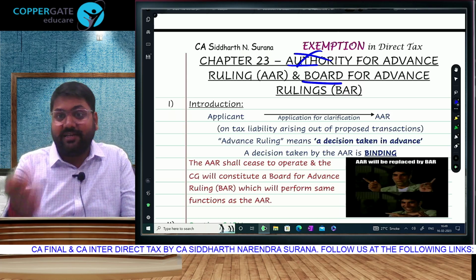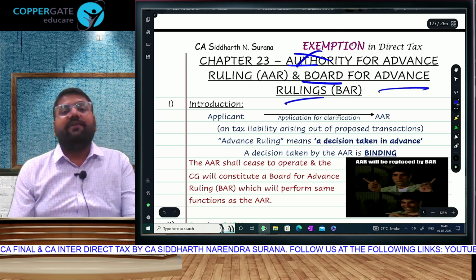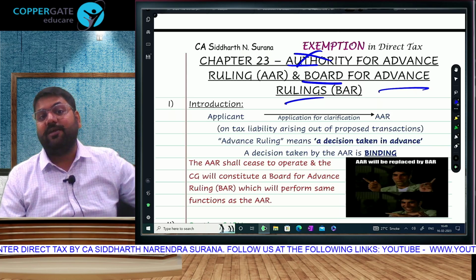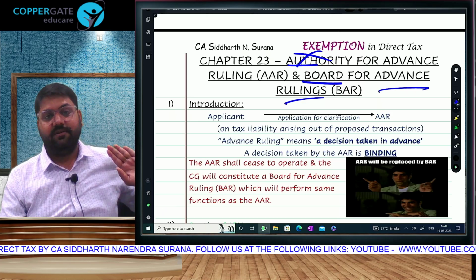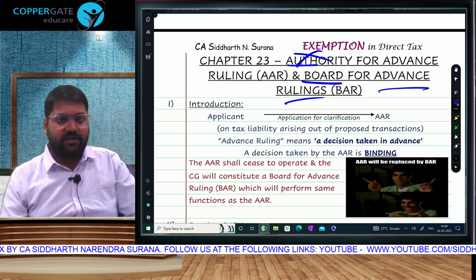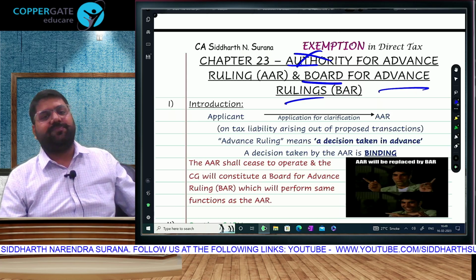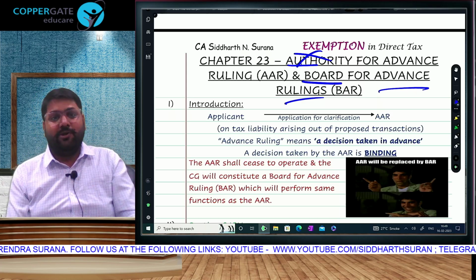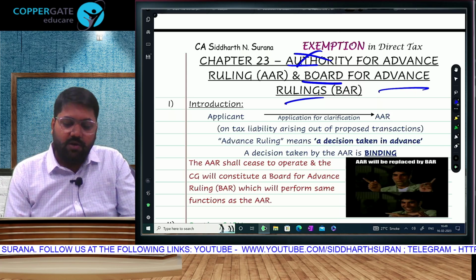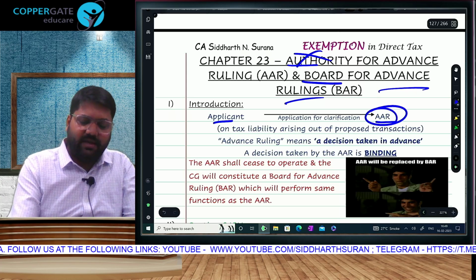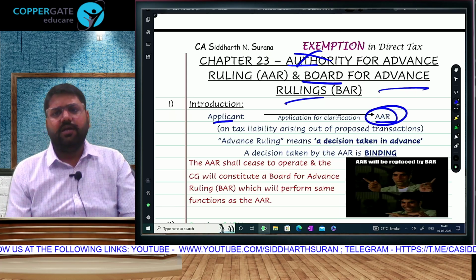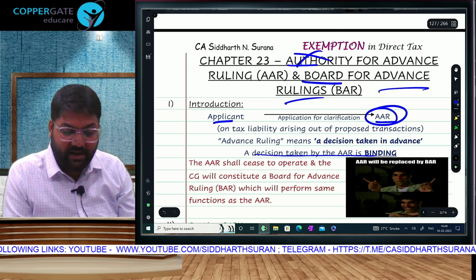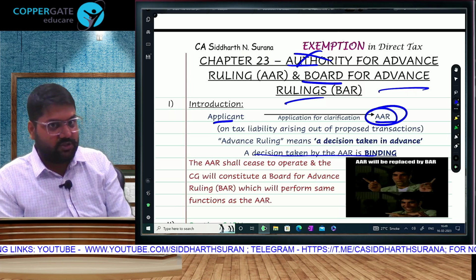Basically, before doing the transaction, if you want to get the ruling in advance on which provision of law is applicable: whether I am covered in treaty or not covered in treaty, I want to say it first, I don't want any trouble later. Whether I am covered in normal rate or special rate, whether MAT is applicable or not applicable, for clarification regarding the applicable law in advance, we have a board. So the applicant will make an application to the AAR; wherever in this chapter you find AAR, you replace it with BAR.